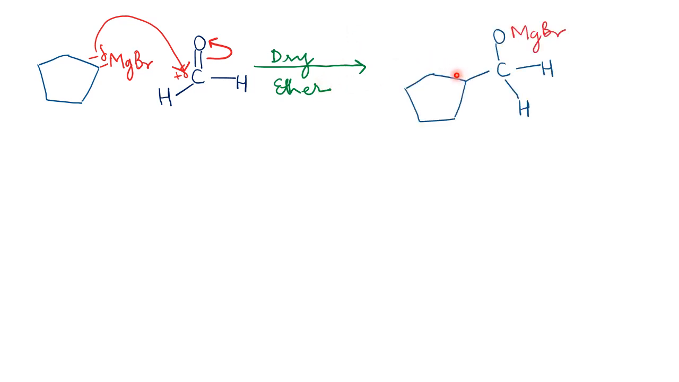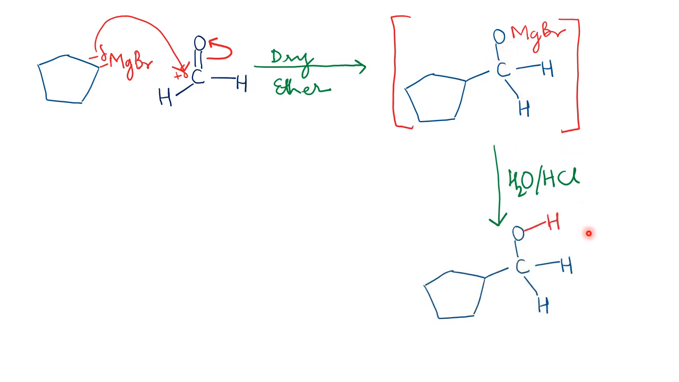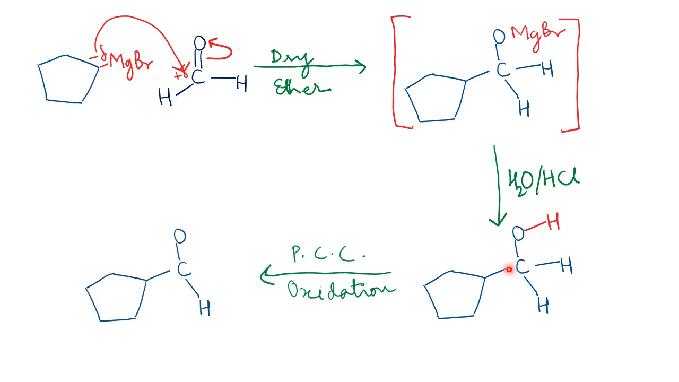And what we are going to get is the addition product where oxygen is now bearing MgBr. This addition product is broken down with the help of water and HCl, and we are getting a primary alcohol. This primary alcohol can be oxidized with the help of PCC, pyridinium chlorochromate, Corey's reagent, and we will get the corresponding final target molecule, cyclopentyl carbaldehyde. So this is how we complete the synthesis.